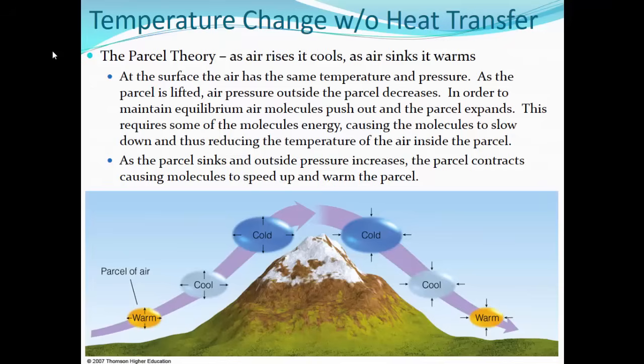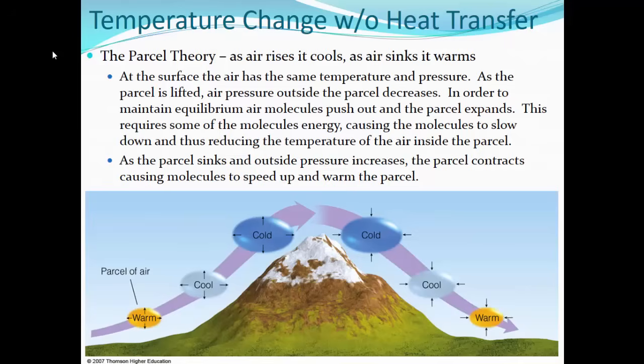At the surface, air has the same temperature and pressure. As the parcel is lifted, air pressure outside the parcel decreases. Remember that from Lecture 1. As you go up in the atmosphere, there's less pressure. In order to maintain equilibrium, air molecules then push out on the parcel and it expands. So look at our picture. The warm air on the left is a small little parcel.